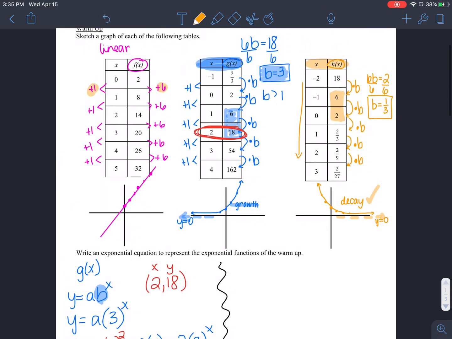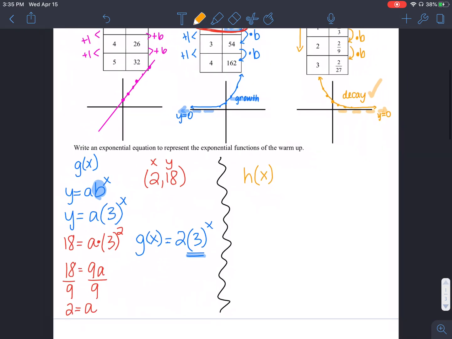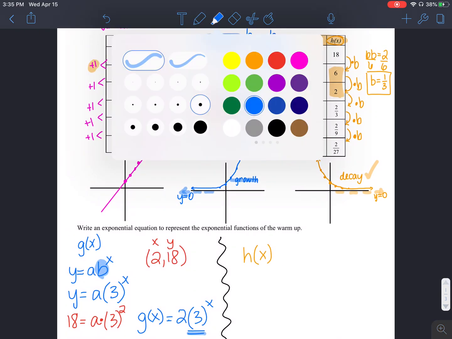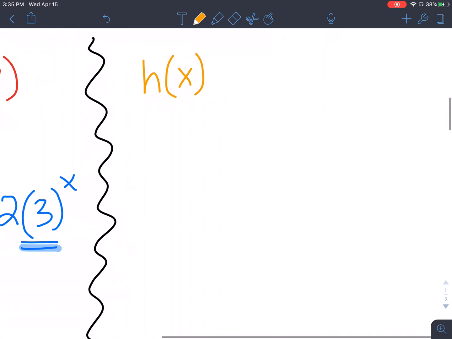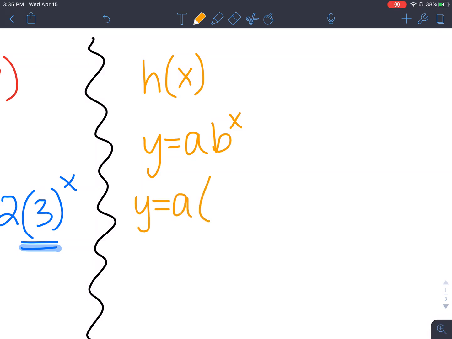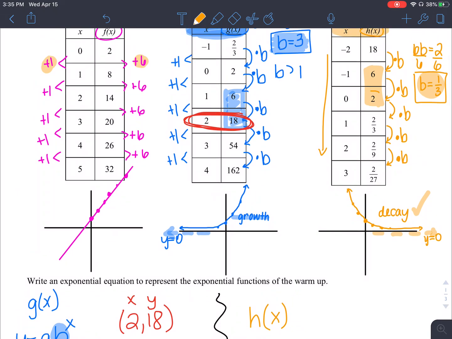The other function we had was h of x. If I look at h of x, we found that our base was 1/3. So I'm just going to substitute that in. So y equals a times b to the x, but we already found our base was 1/3. And then again, I can use any point I want. So I'm going to use 0, 2.